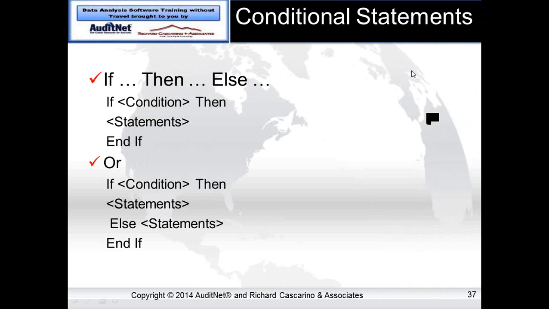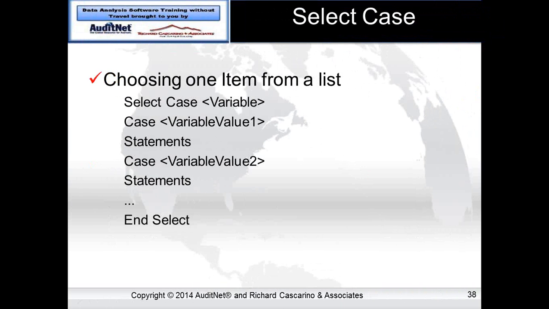Okay. So, if something, then do certain things, else, you want to do something else. So the if statement says if condition then statements end if, or if condition then statements else do other statements end if. So in most cases you have to have an if followed by an end if. One of the things that you occasionally want to do is to select something out of a list. Select case variable, value 1, value 2, value 3, do various things, end select.